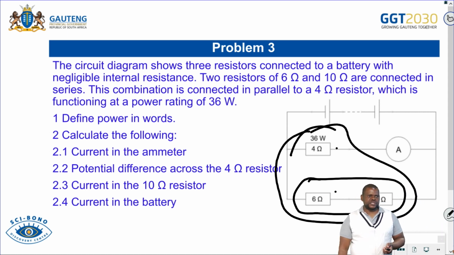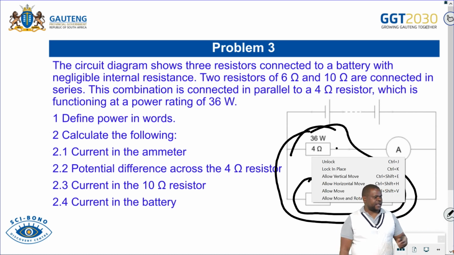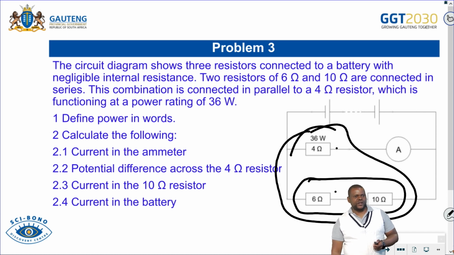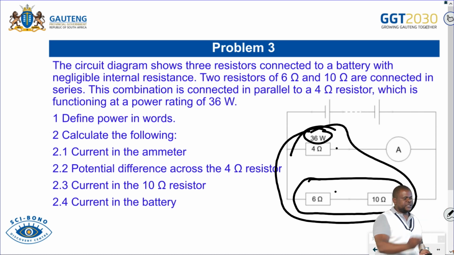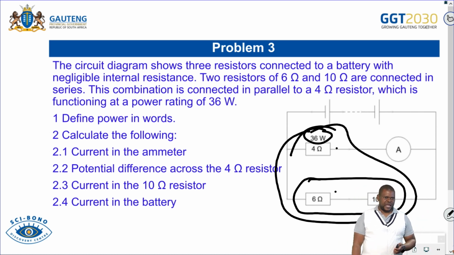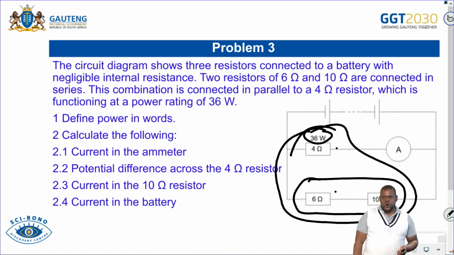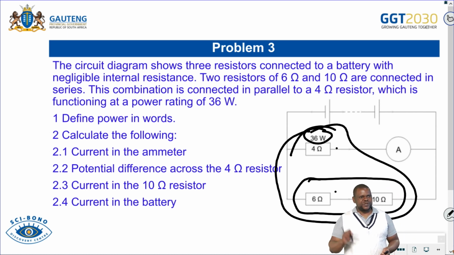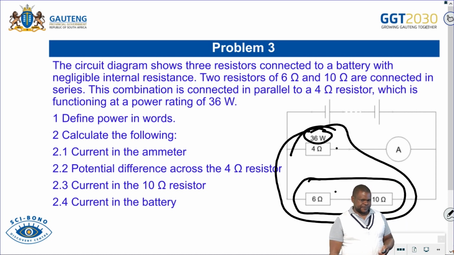Now, the 4 ohm resistor is functioning at what? With a power rating of 36 watts. That means the power here will be 36 watts. Can you see that? Yes. Then they say to you, define power in watts. We know that power is the rate at which energy is being converted, or the rate at which energy is being transferred.